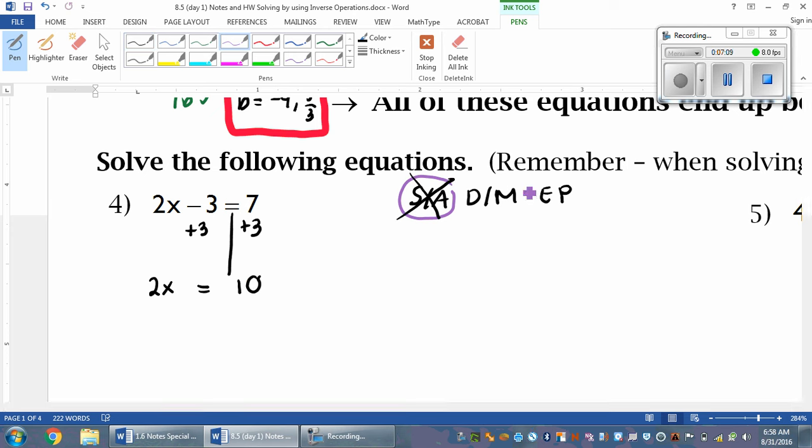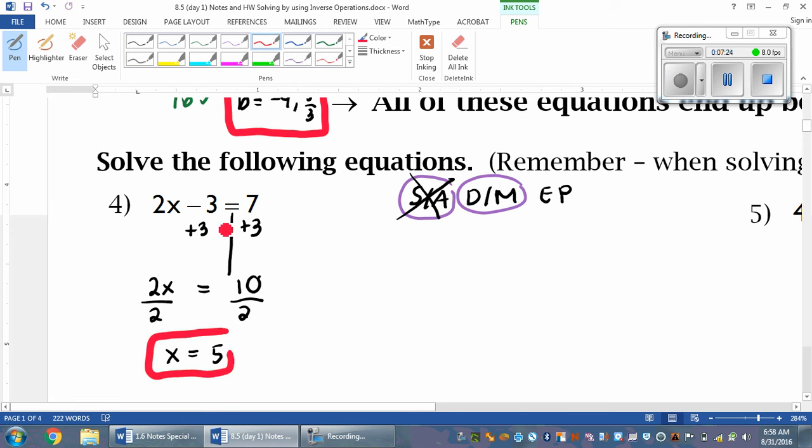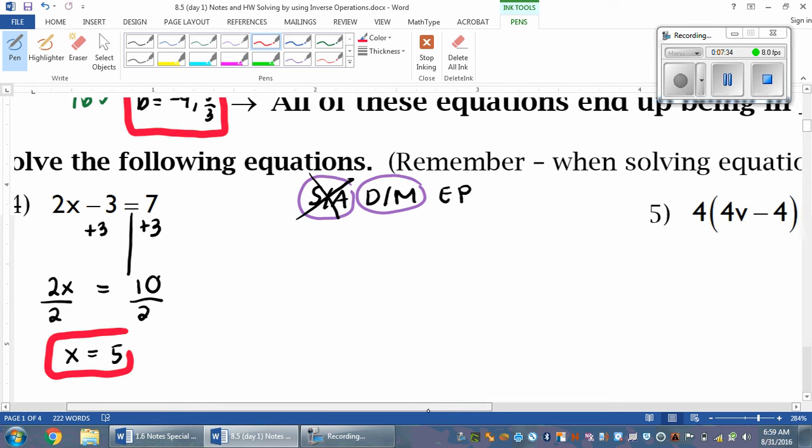Now, let's get rid of everything that's multiplied. It's 2 times x, so the inverse is to divide both sides by 2. Again, these are linear equations. Today, what we're going to learn is how to solve quadratic equations using the same type of method, SADMEP.